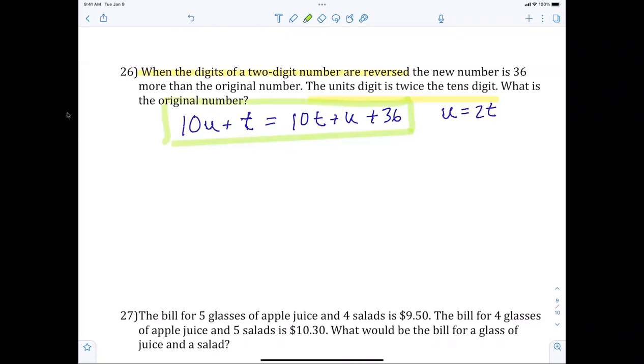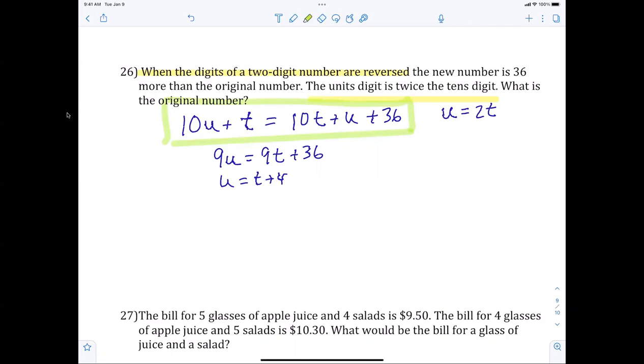If I move the u over, how many u's are there going to be? 9u equals, if I move the t over, 9t. Now, does anybody see something that stands out on that? Yeah, they're both 9. We can divide everything by 9. So u equals t plus 4. Beautiful. u equals t plus 4.